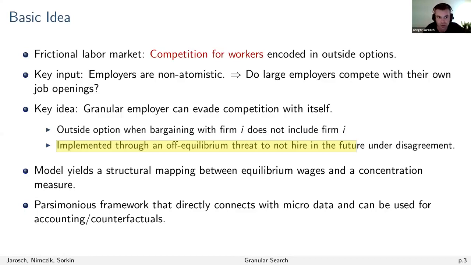So that's how it's going to work. Now the model will tell us how to measure concentration and how that maps to wages, that particular measure of concentration. And that'll give us a way to effectively do a form of accounting using microdata to assess to which extent this is a powerful mechanism.